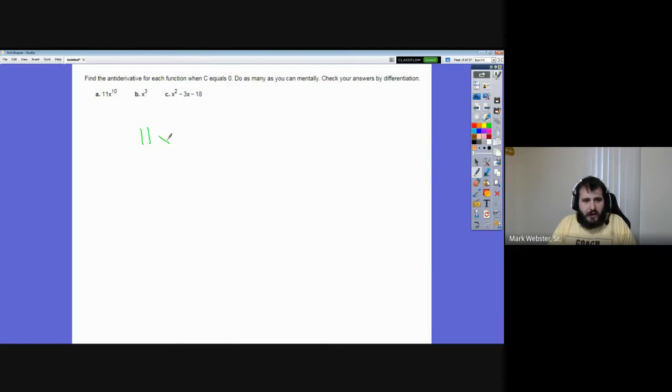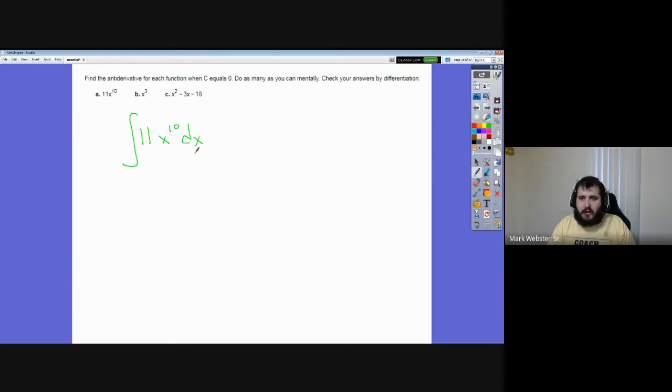So 11x to the 10th, I'm going to take the antiderivative. This is the symbol for the antiderivative. It's a big, long, stretched out s. We'll talk about why that is later. We'll get into the guts of this later, but right now, dx. And this is an important operator in there.